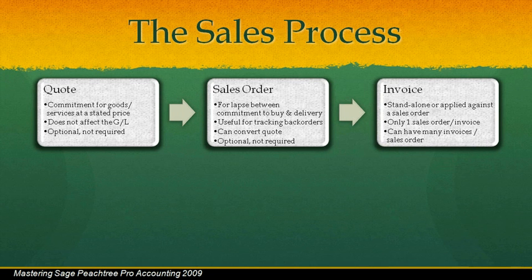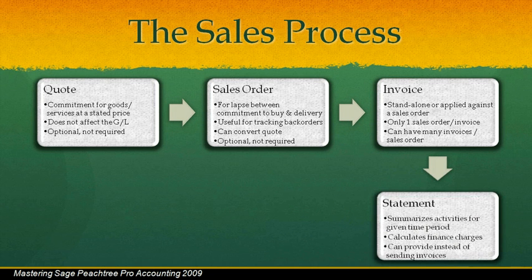When it is transacted, that's when we actually create an invoice. Now, this can be standalone or it can be applied against a sales order. You can only have one sales order per invoice, but you can have many invoices applied against a single sales order. Invoicing is the part that people don't skip. So even if your business doesn't do quotes and doesn't use sales orders, you probably use invoicing.